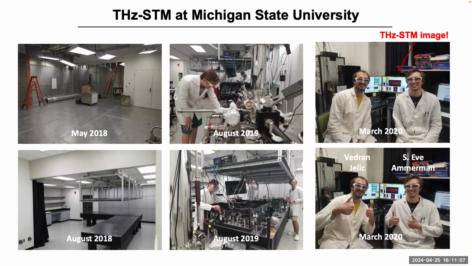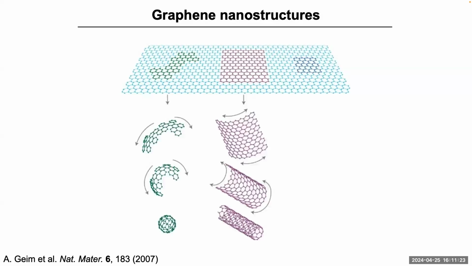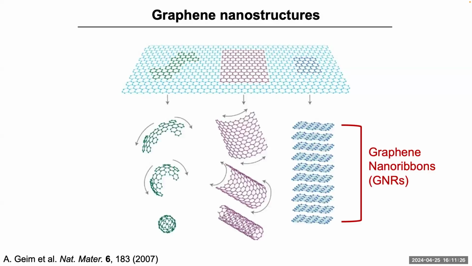So here you see March 2020, moments before we were shut out of the lab. You can see in the back a terahertz STM image. So what we chose to look at first was a graphene-based structure. So graphene, one atomic layer of carbon. You can imagine you can roll this up into a buckyball shape or a carbon nanotube, or you can just take slices out. We would call those graphene nanoribbons.